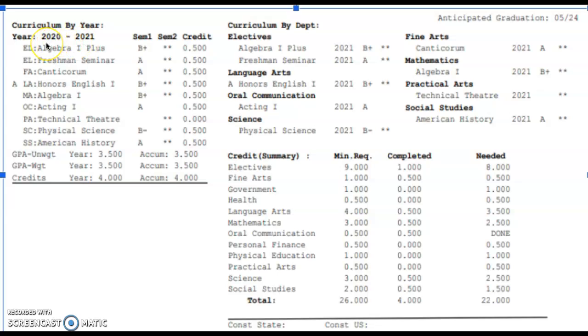You'll look on the left, you'll see all the classes a student is enrolled in, their first semester grade, and then second semester they're currently enrolled in. Anything that has an asterisk or 2 by it is what they're enrolled in now. You'll see the credit they earned, and you'll notice over here where it says EL, FA, LA, MA, so I'll talk a little bit more about those in a minute, what those mean.